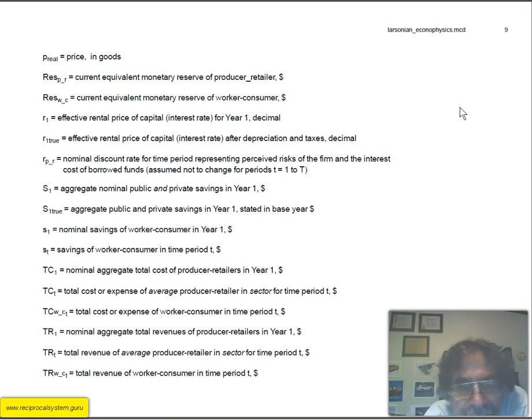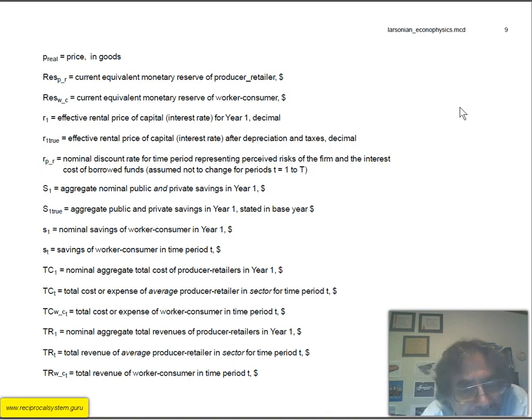Capital TC sub 1 equals nominal aggregate total cost of producer retailers in year 1, in dollars. TC sub T equals total cost or expense of the average producer retailer in the sector for time period T, again in dollars. Capital TC underscore W underscore C sub T equals total cost or expense of the worker consumer in time period T, in dollars.